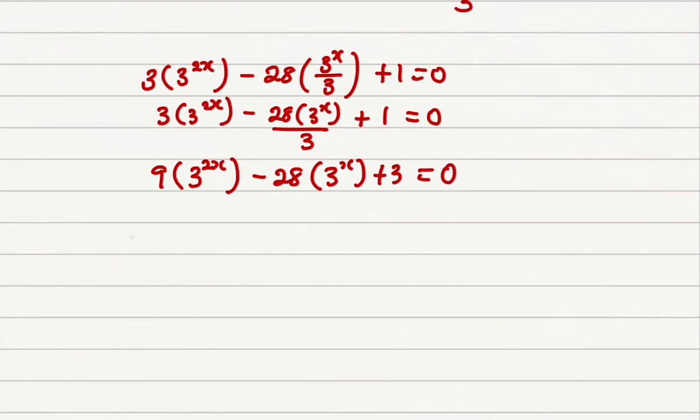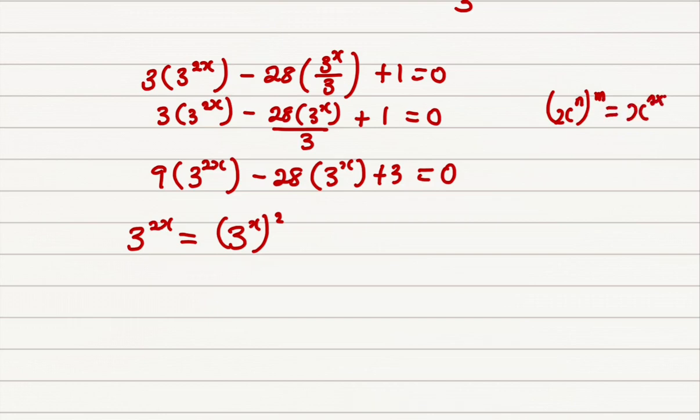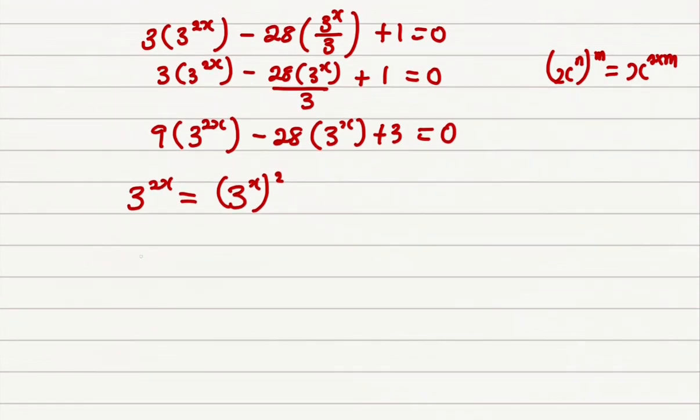Now, do you know that 3 raised to power 2x can actually be written as 3 raised to power x, all raised to power 2? Remember this law that if you have a base of x raised to power m and raised to power n, then it is the same thing as x raised to power n times m. That's exactly what I've done here. So instead of that, I'm going to have 9 into 3 raised to power x, all raised to power 2, minus 28 into 3 raised to power x, then plus 3 is equal to 0. Now everything is taking shape.